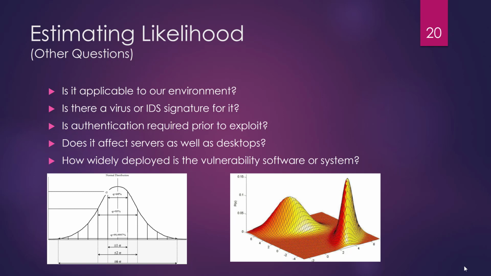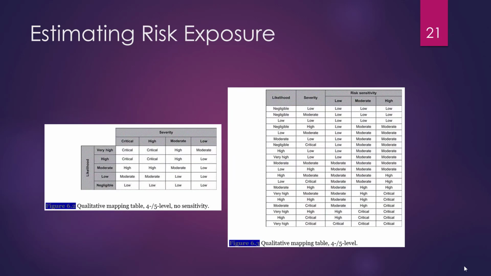There are other questions that you can ask as you're going through this. Part of this may be, do you have to authenticate? Does it affect servers and desktops? How widely deployed is it? And you've got this kind of normal mapping. Is this really a fringe case, or is this something that's really a likely attack?